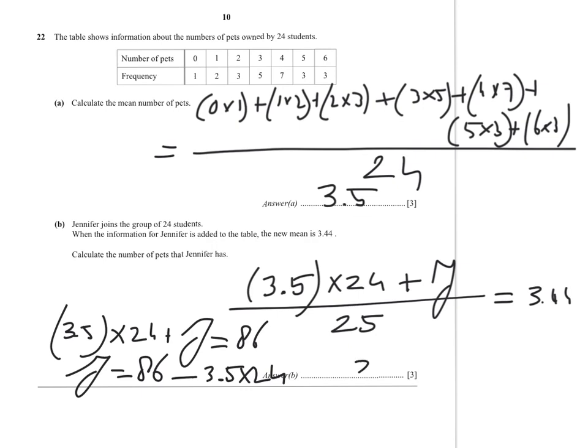And then she has 2 pets, which makes sense, less than the original mean, because the mean went down, so that means that Jennifer should have less pets than the mean.